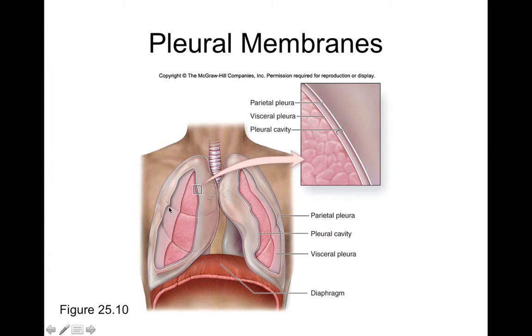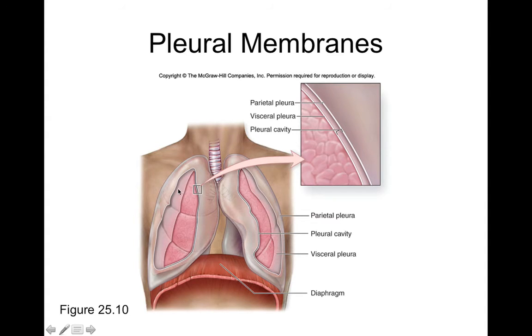And there's a space between the two, right? Pleural cavity, good. In fact, if we zoom in on this, we can see it over here. So here's our parietal pleura. Here's our visceral pleura. And the space between the two is the pleural cavity, which is a fluid-filled cavity filled with serous fluid, and it helps lubricate the lungs.